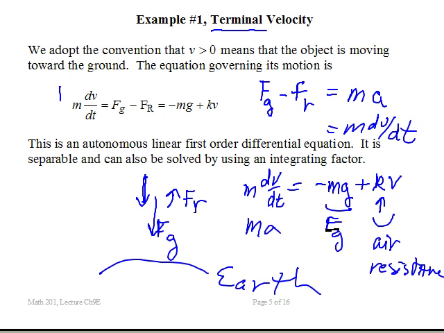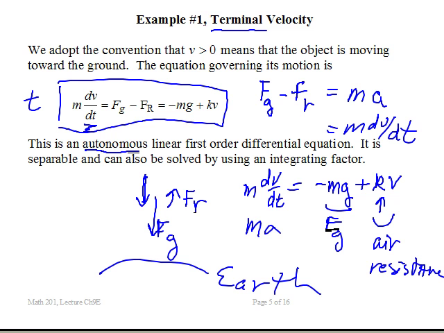So what we have here, it's written out right here. This is a differential equation. What kind is it? Okay, it's first order, because the highest derivative is the first derivative. It's an ordinary differential equation because there's only one independent variable, and that's time, t. It's autonomous because t does not appear explicitly in this equation. It is separable, so we can solve it by that method. It could also be solved by using an integrating factor.